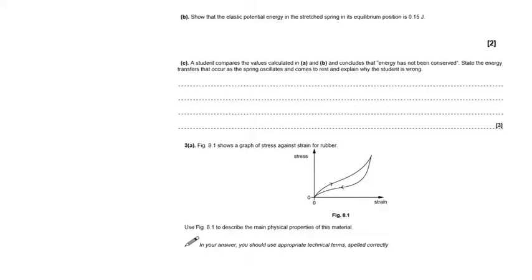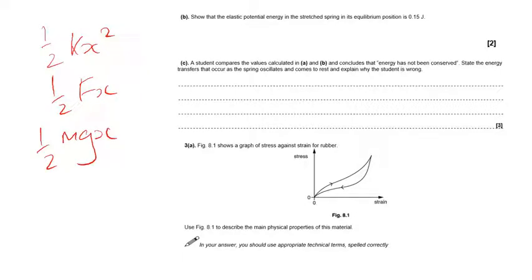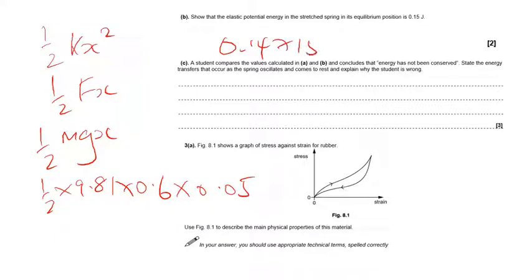Show that the elastic potential energy in the stretched spring in its equilibrium position is 0.15 joules. So we know that elastic potential energy is either half kx squared or half Fx. So half Fx, now we know that F is mg, in this case it's the weight of the load. So you do half times 9.81 times 0.6, and we know that the extension was 0.05, and you should get 0.14715 joules, which is 0.15 joules.